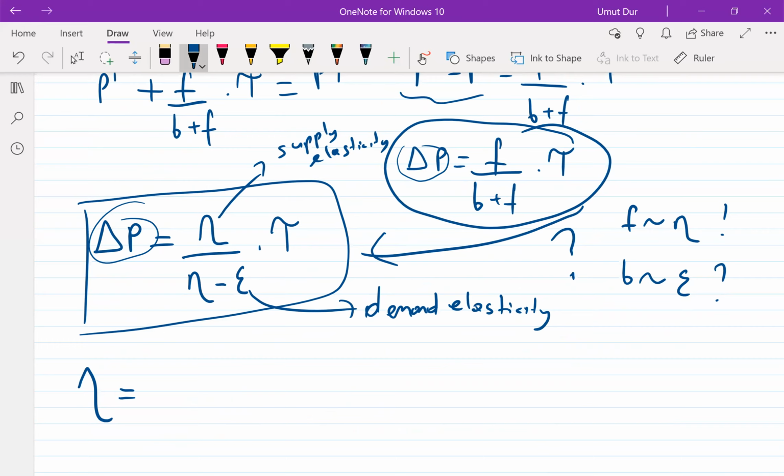What was the supply elasticity? It is dQs over d price times price over quantity. Our supply function is given as E plus F P. Then what is the supply elasticity here? What is this derivative?